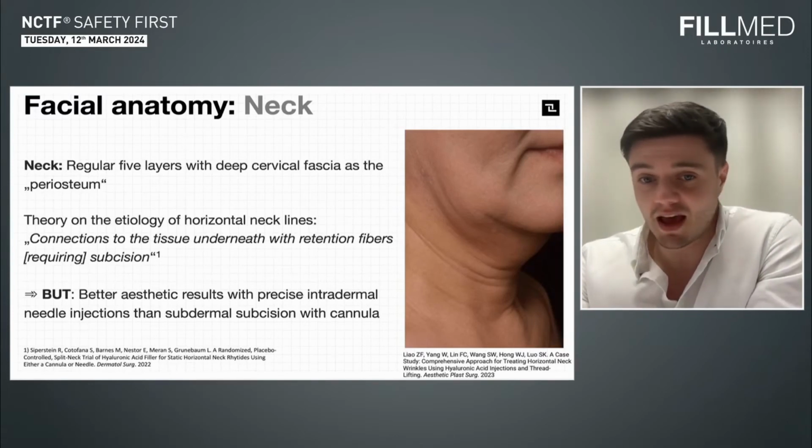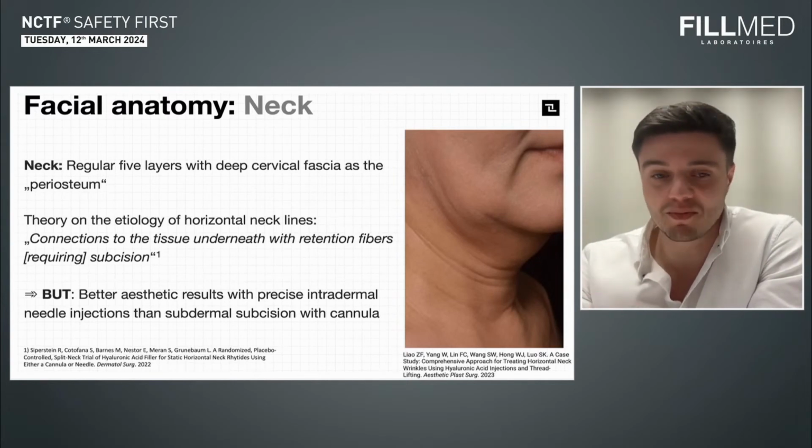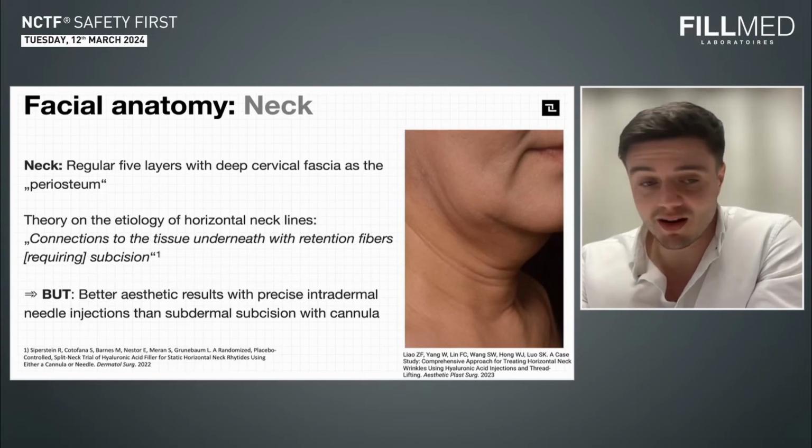And there have been many theories about the etiology of aging signs in the neck, and also very interesting publications on platysmal bands. For example, one publication says that the wrinkles are being formed by connections to the tissue underneath with retention fibers that would require subcision.